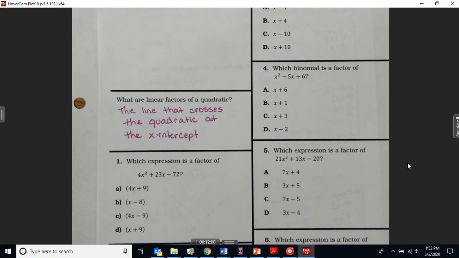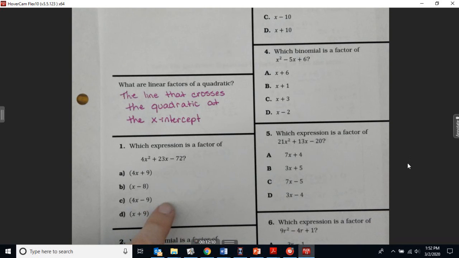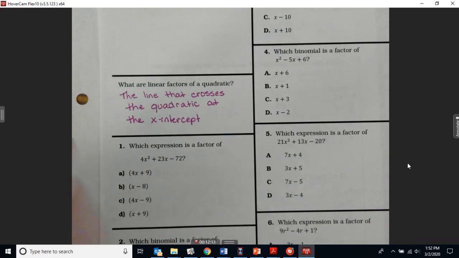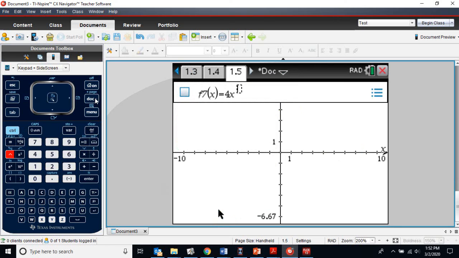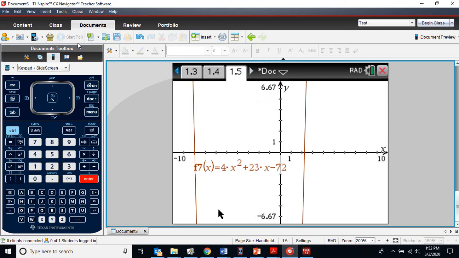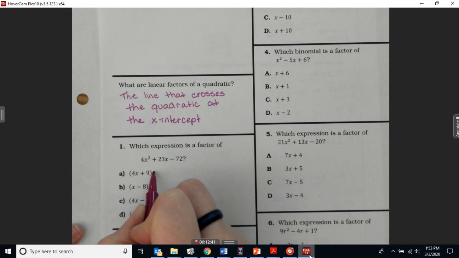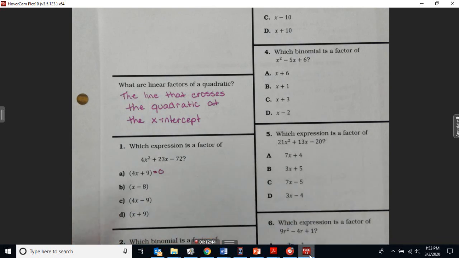And just to make sure that you are on the same page, because I want you to review factoring by using the calculator, and then on the back of this page you're going to try practicing solving by factoring. So we're going to go do number 1 together. So I'm going to go to a new graph page and type in 4x squared plus 23x minus 72. And so I have 2 zeros here and here. And now you know a couple things. If you were to solve each of your answer choices for 0, you could figure out where it crosses.